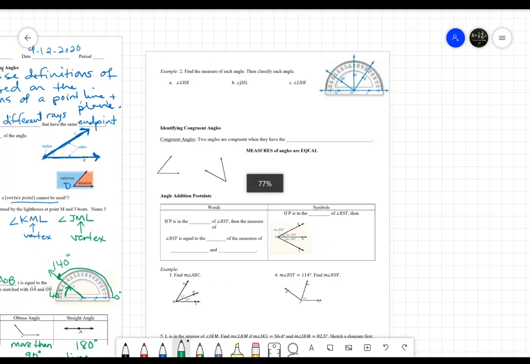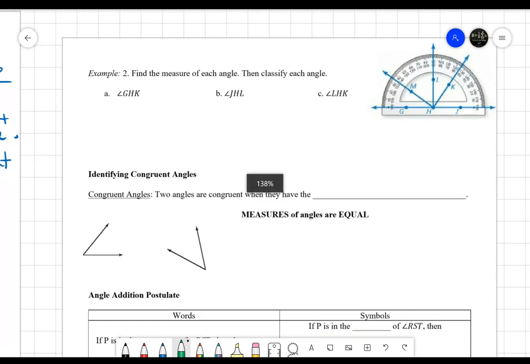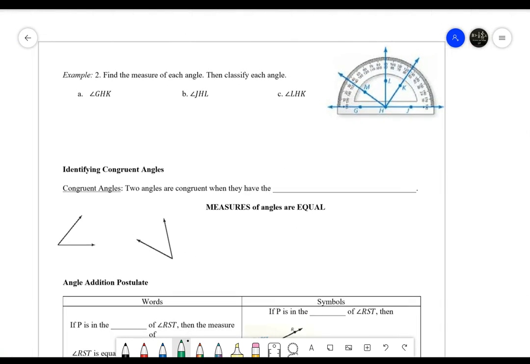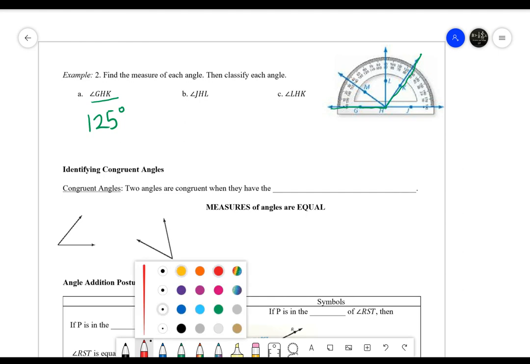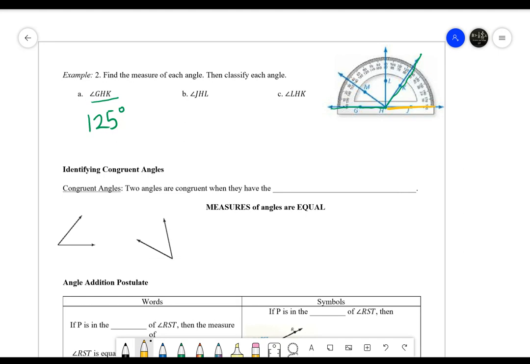Hopefully you've got that written down. Now, these are review concepts, I know for some of you, but what we're going to do is just trace them and then classify them with those words we just used. So find the measure and then classify. So GHK goes from 0 to H all the way up to K. So that looks like it's going between 120 and 130. And so I'm going to say that's 125. Now change colors here. So let's try JHL. So J to H is here and L is here. So that's going to be 90 degrees.